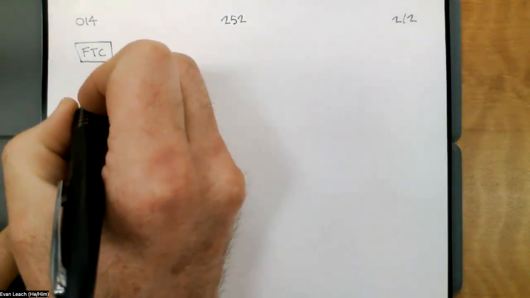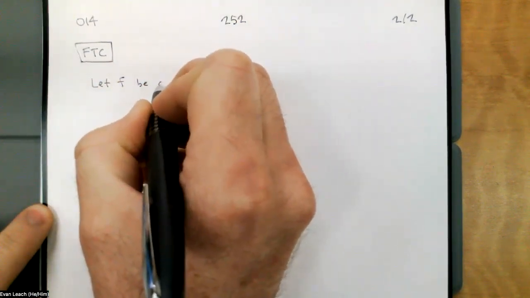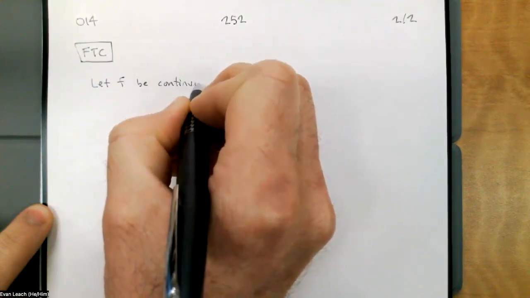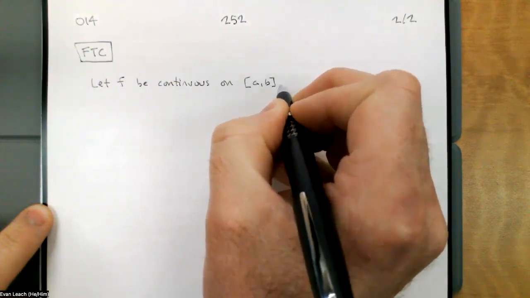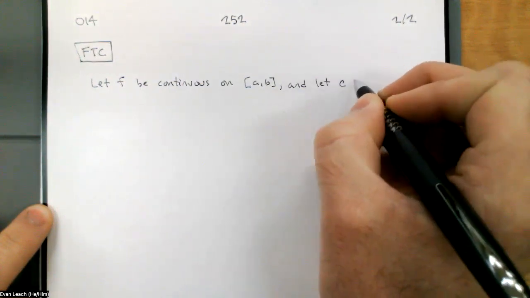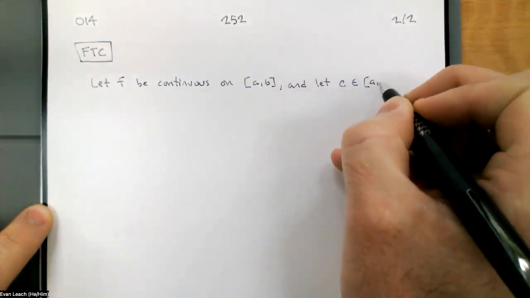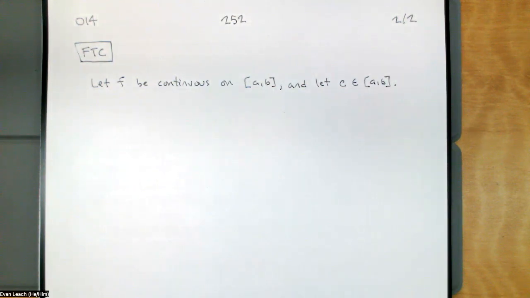So we're going to say let f be continuous on the closed interval from A to B. And let C be an element of that interval. This is the setup. This is where we set up what we need for this theorem. This theorem does not work if the function is not continuous on a closed interval.